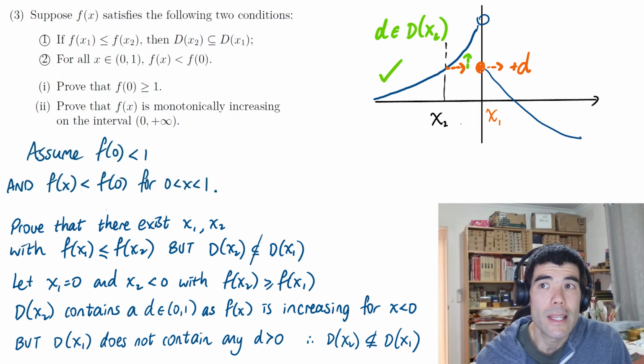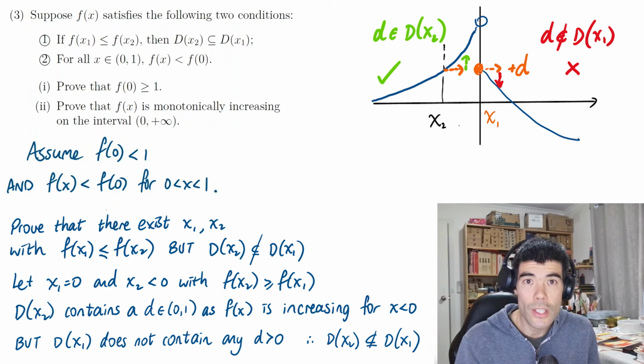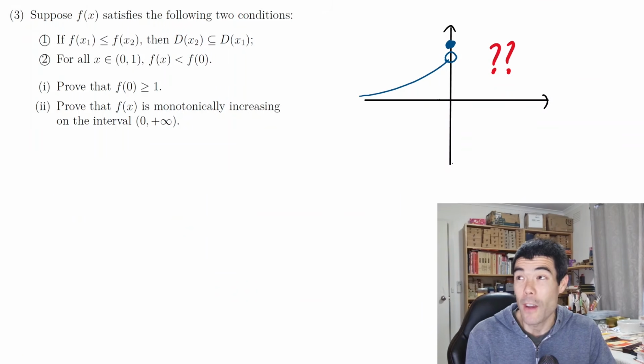But if we were to add any small positive d value to x1, we'd have to go downhill. So that d, which we used on the left, is not part of d of x1, so therefore d of x2 cannot be a subset of d of x1. We have reached a contradiction, so that proves that f of 0 has to be greater than or equal to 1.